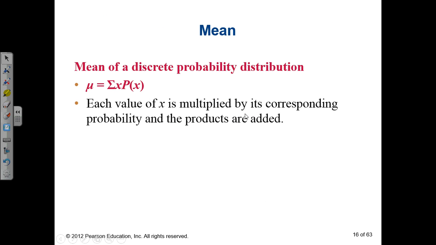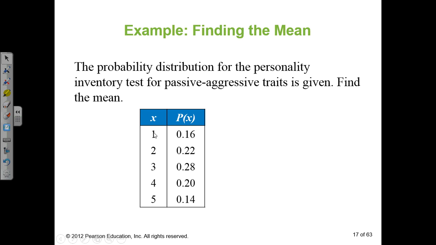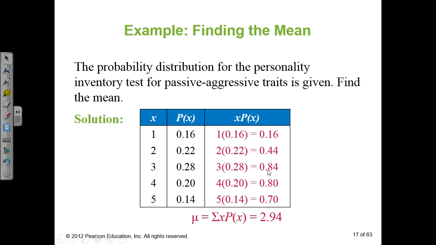To find the mean of a discrete probability distribution, you multiply each of the values times their respective probabilities and then add them up. So for example, 1 times 0.16, 2 times 0.22, 3 times 0.28, 4 times 0.20, and 5 times 0.14, and we get these numbers here. Add them up, they sum to 2.94, which is the mean or the average score on this test.